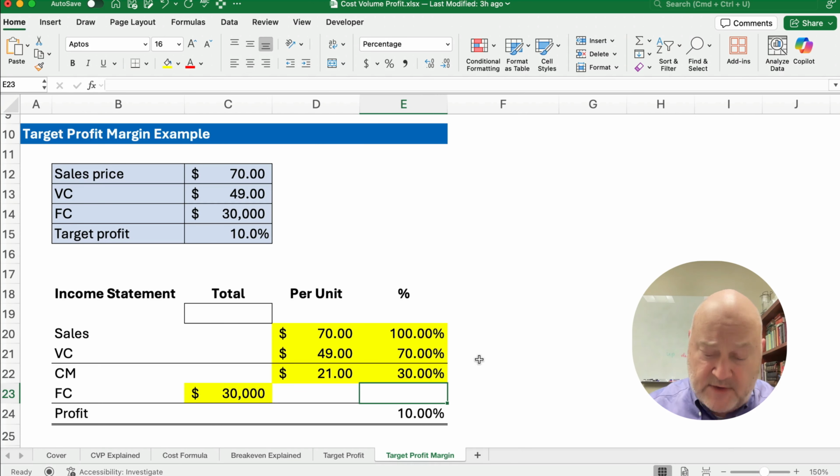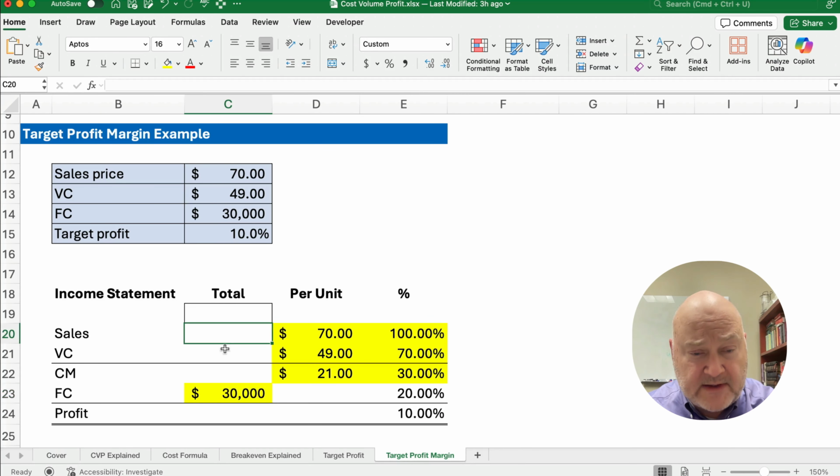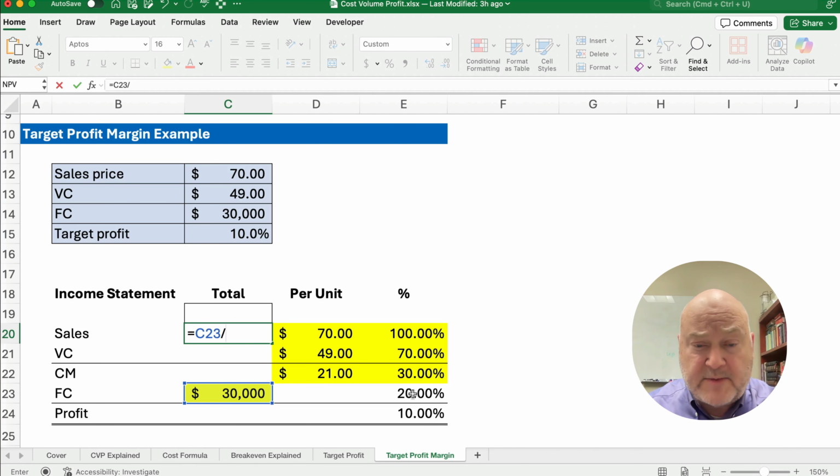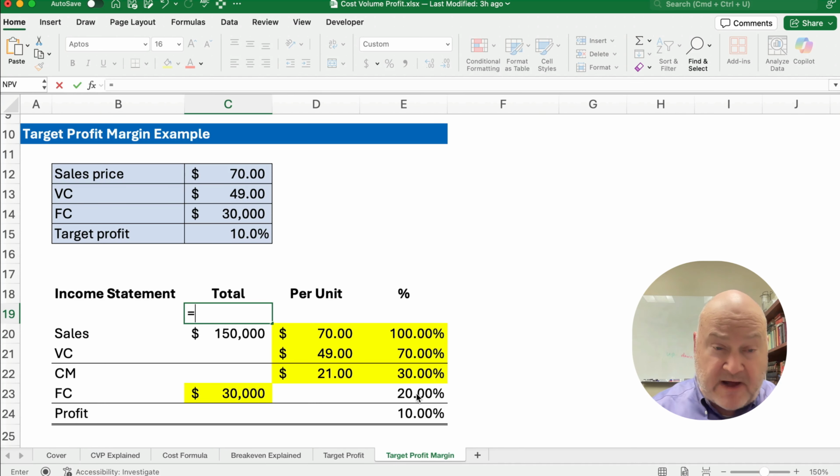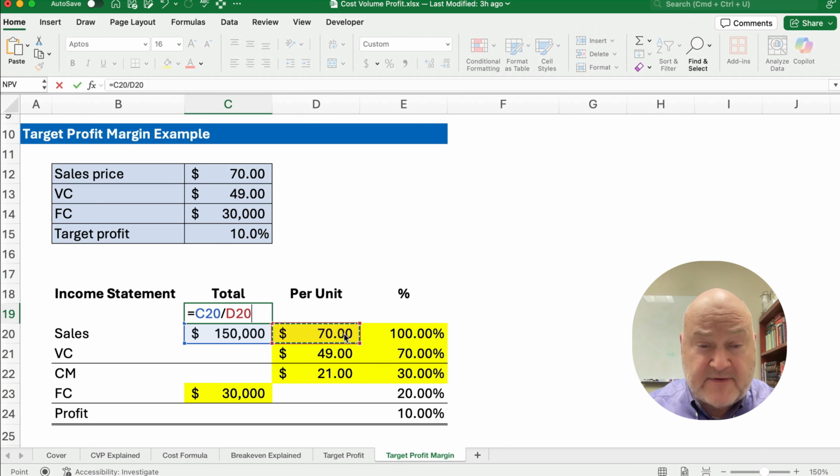Now, in the fixed cost column, I'm only missing one item. So 30% minus the 10% means this has to be 20%. If I knew my sales and the fixed cost, 30,000 divided by sales equals 20%. To work our way back up, normally we would take the sales times 20% equals 30,000, so now we're going to divide. I'm going to take the 30,000 divided by the 20%. I get a larger number, and that larger number will be the 100%, or the total sales. So we've got to have enough sales to be 150,000. 150,000 divided by 70 would give us the number of units.